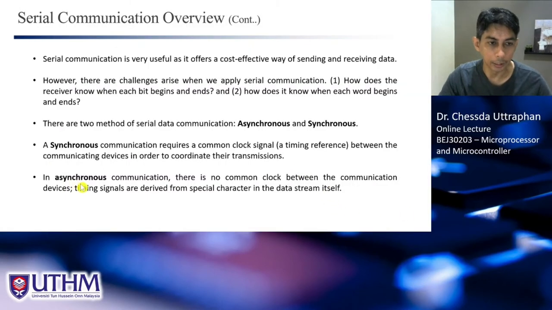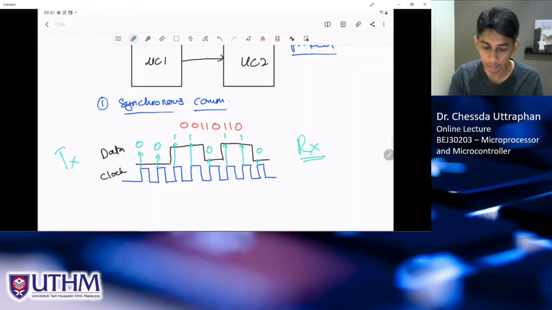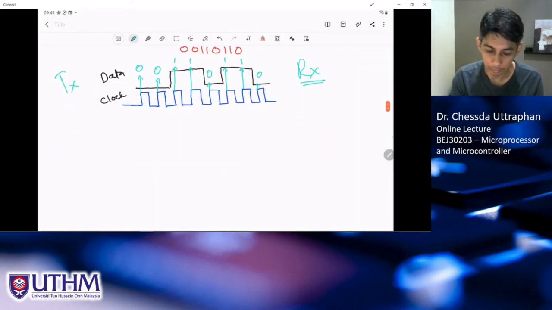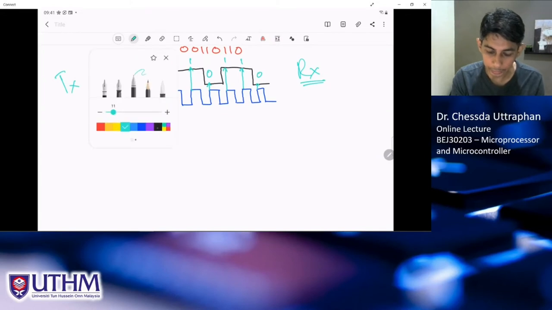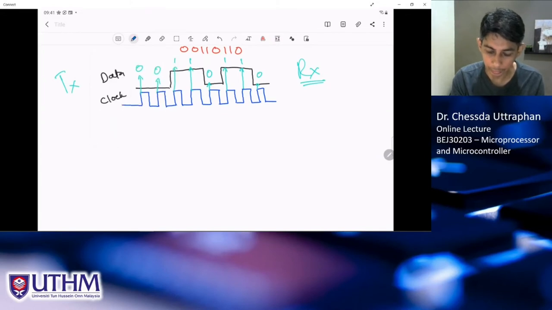For the synchronous one, this is a little bit tricky, where we don't have the clock to synchronize the data transmission.